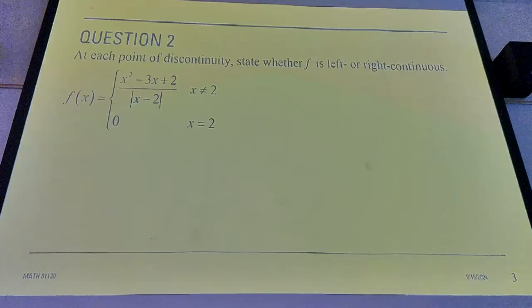X squared minus 3x plus 2 over absolute value of x minus 2. Does that have any discontinuities? Where? At 2. 2's not included. So there's no issue there.